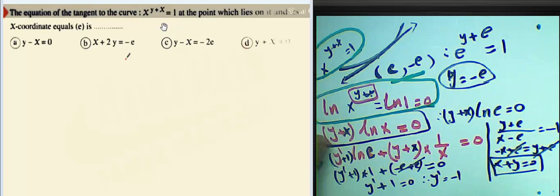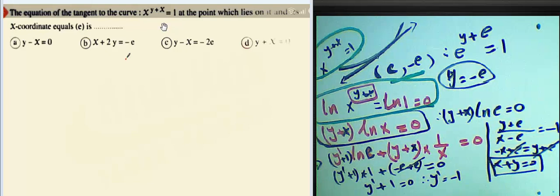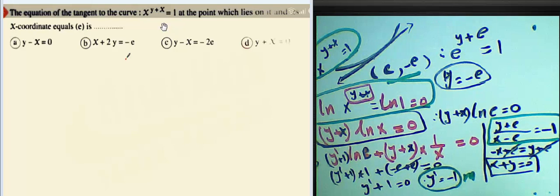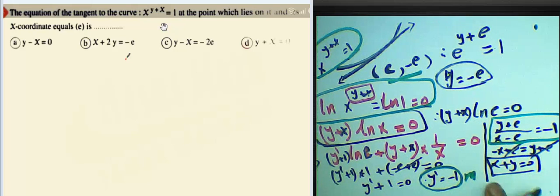First multiplied by the derivative of the second, plus the second times the derivative of the first. And we can simplify it, right? You can find the result, y dash, which will be the slope m of this function. Then using the rule, y minus y1 over x minus x1 equals negative 1, you can find the equation: x plus y equals 0. X plus y equals 0, choose letter D.